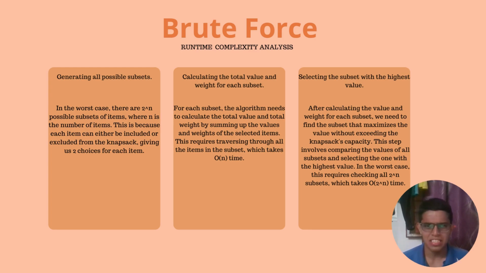Last step is selecting the subset with the highest value. After calculating the value and weight for each subset, we need to find the subset that maximizes the value without exceeding the knapsack's capacity. This step involves comparing the value of all subsets and selecting the one with the highest value. In the worst case, this requires checking all 2 to the power of n subsets, so we take O(2^n) time.